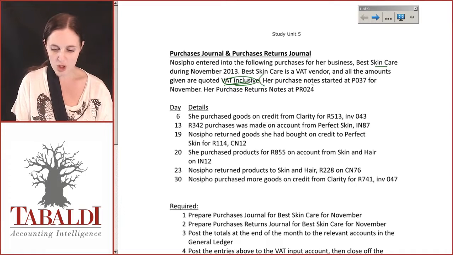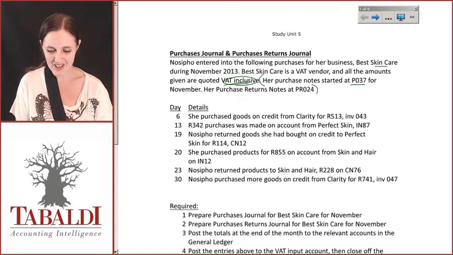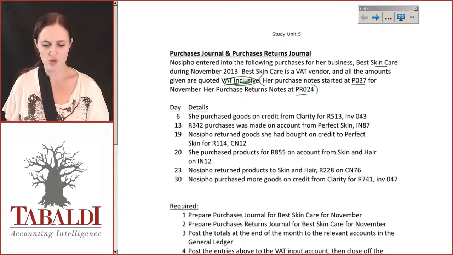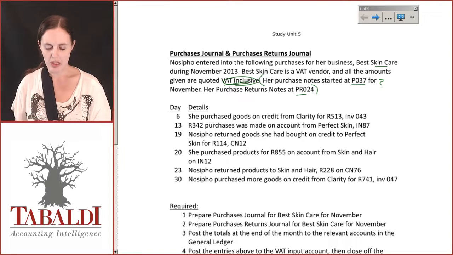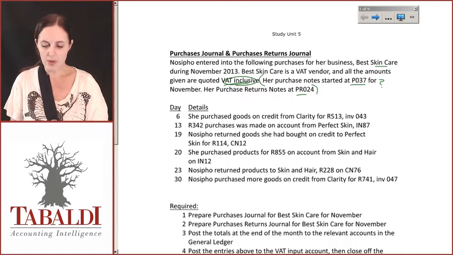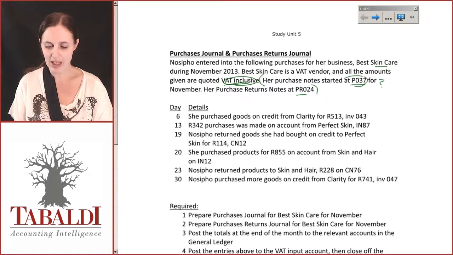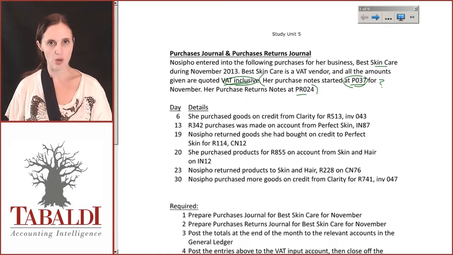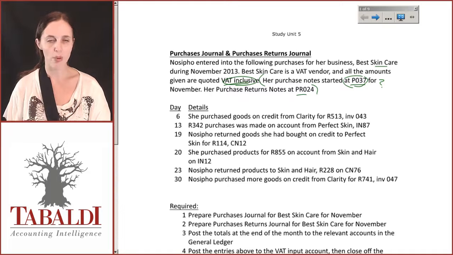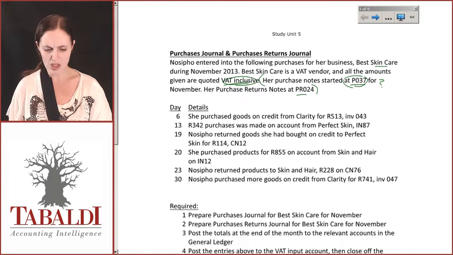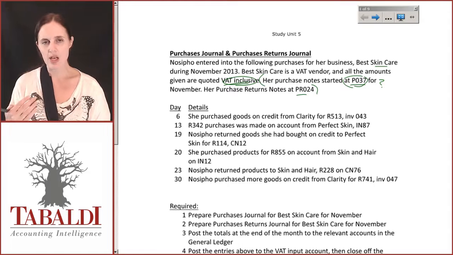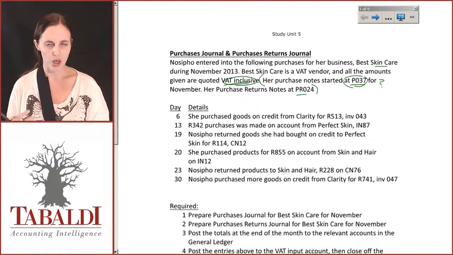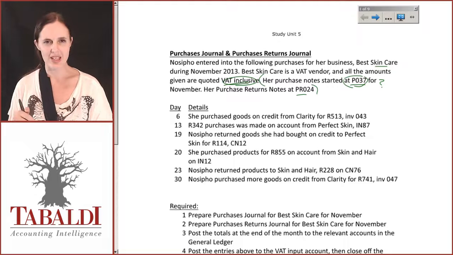This information, her purchase note started at P037. And a purchaser's returns note started at PR024. Why do we do this? Why do we need to do this? The reason that we do this is we need a separate numbering system when you are doing the books for someone, when you are purchasing. As you'll see when we take a look at the transactions, if you're buying something from someone else, they're not interested in your document numbers. They're only interested in their own.